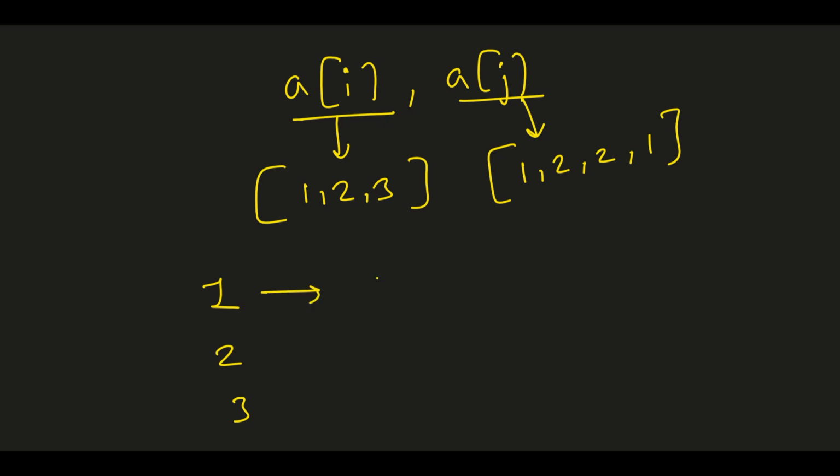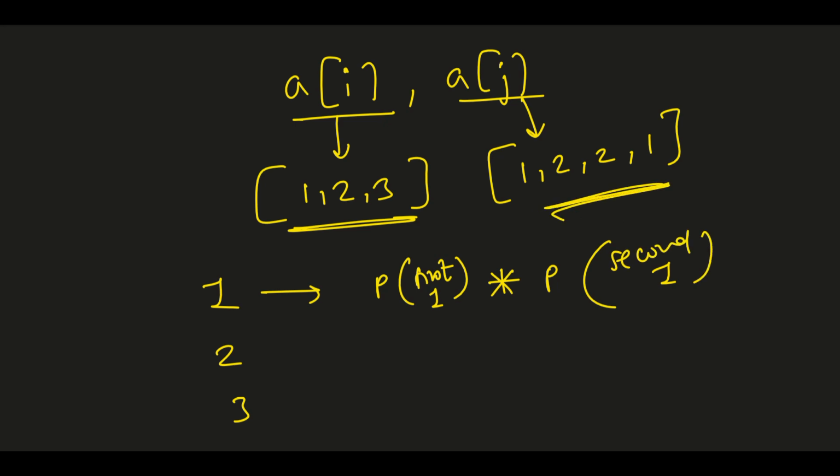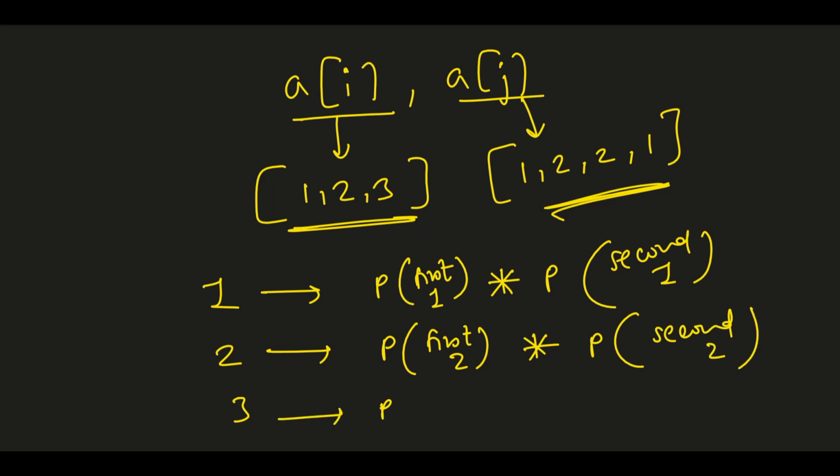Now we will find the probability of 1 in the first array. Am I correct? The probability of 1 in the first array, multiplied by the probability of 1 in the second array. We will find the probability in the first array and in the second array, and then we will multiply them. Same for 2: the probability of 2 in the first array multiplied by the probability of 2 in the second array. And same for the third one, the probability of 3 in the first array and the probability of 3 in the second array.